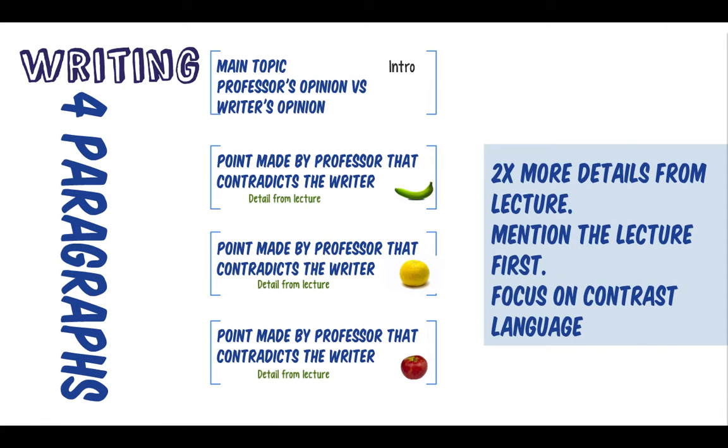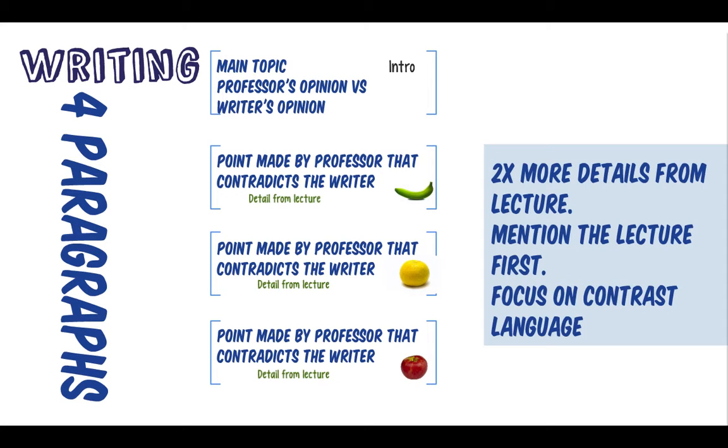So here's what it's going to look like. Here's a sort of a map of what the final text will look like. First paragraph is the introduction, gives you the main opinion of the writer, the main opinion of the professor. And then each point after that tells me what was the supporting detail given by the professor and how did it contradict what the writer said. You're going to give me, as I said before, 2 times more details from the lecture. Always mention the lecture first.